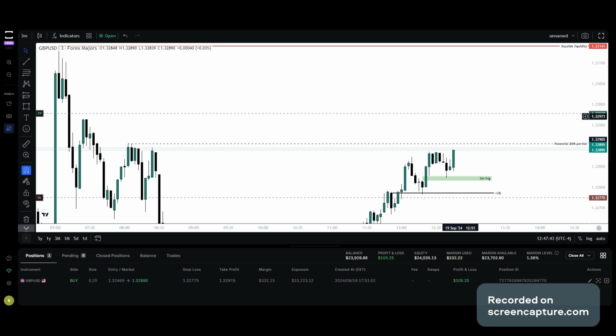Another move I could make is just take 80% off right here at what I have as my TP, and then leave the remaining amount on to this red horizontal line, which is our buy side liquidity.